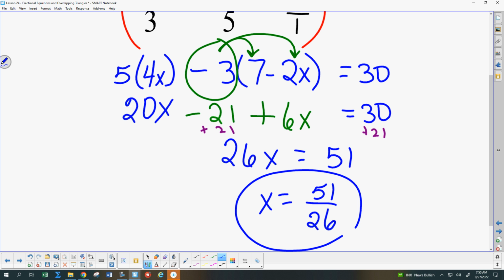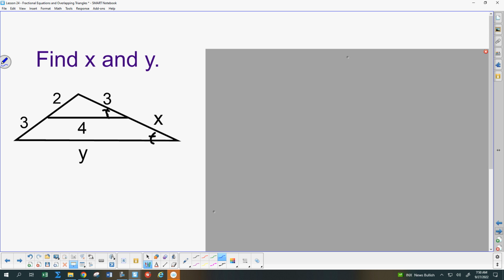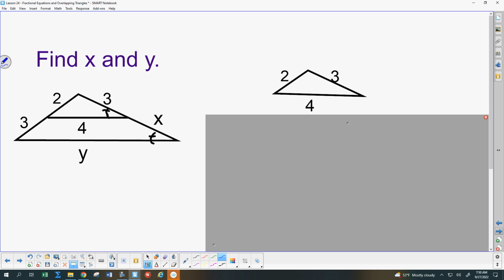Okay, overlapping triangles. So we may have things like this. Sometimes it helps to redraw the triangles separately. You don't have to, but I want you to keep in mind that that may help. So I could redraw these. Up at the top, I've got this little triangle, 2, 3, and 4.